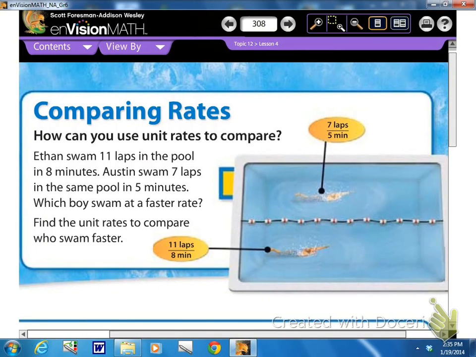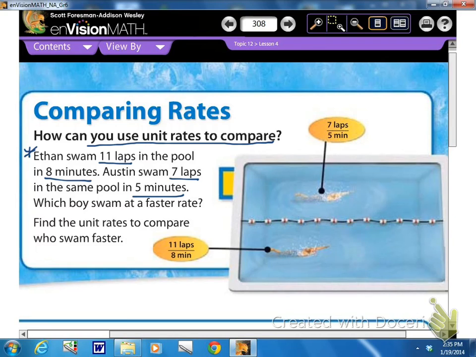Okay, we are looking at 12-4, comparing rates on page 308. So they want to know, how can you use unit rates to compare? For example, Ethan swam 11 laps in the pool in 8 minutes. So 11 laps in 8 minutes. Austin swam 7 laps in the same pool in 5 minutes. Which boy swam at a faster rate?